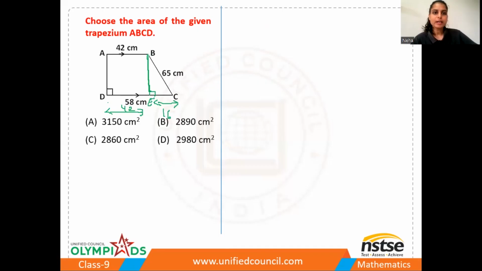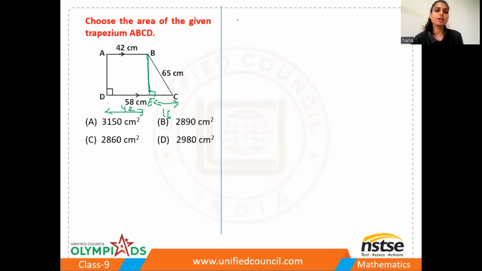Now, to find the area, I have to find the area of ABED plus the area of triangle BEC, right? If we have two sides, then we can find the area, or if I have the height, then we can apply the formula of the trapezium also. So first I need the height. Height means I need the length of BE.